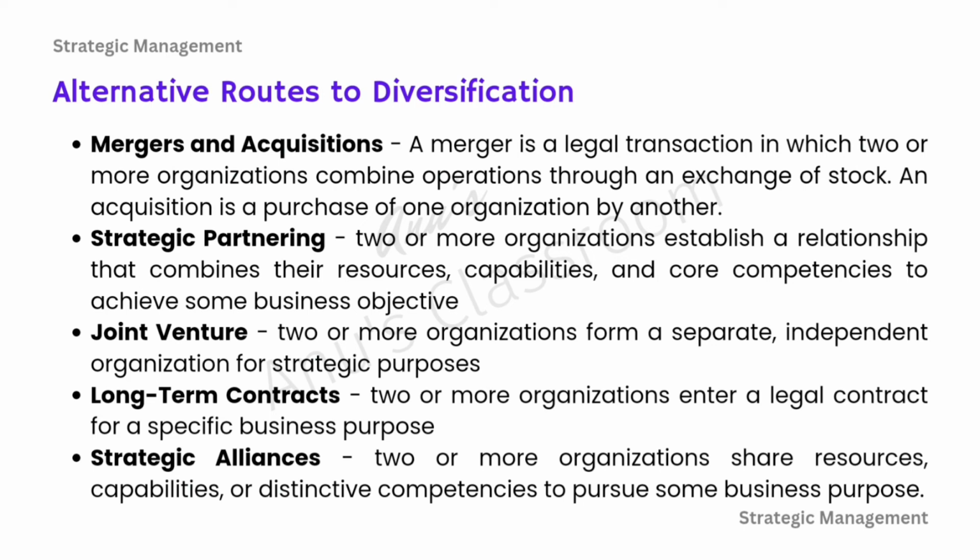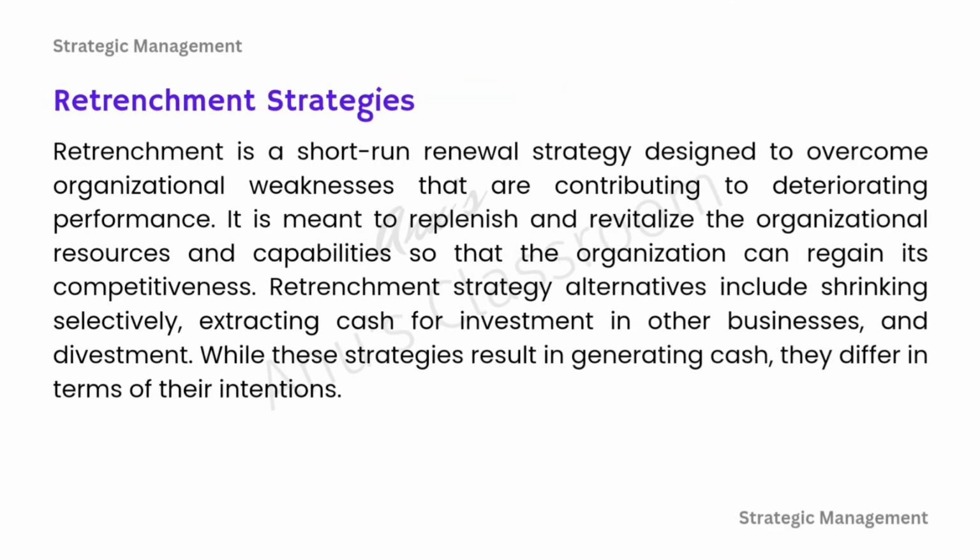We can have long-term contracts wherein two or more organizations enter into a legal contract for a specific business purpose. Or we can also opt for strategic alliances where two or more organizations share resources, capabilities, or distinctive competencies to pursue some business purpose. So those were some of the alternatives for diversification.